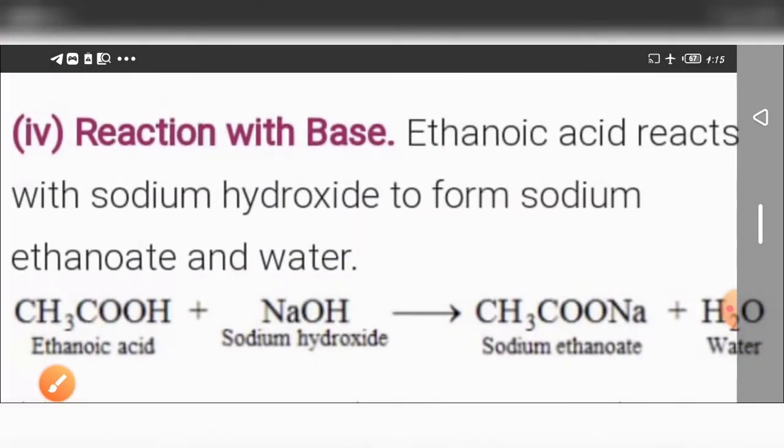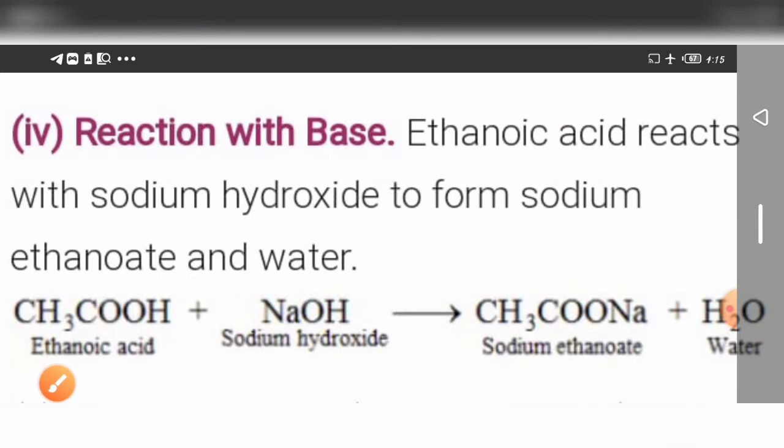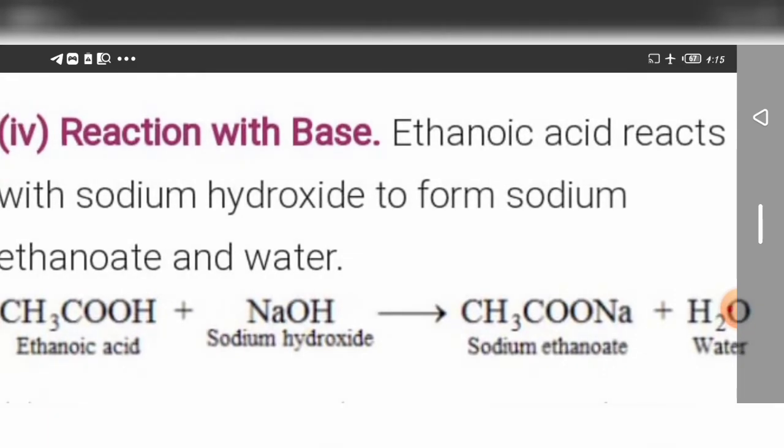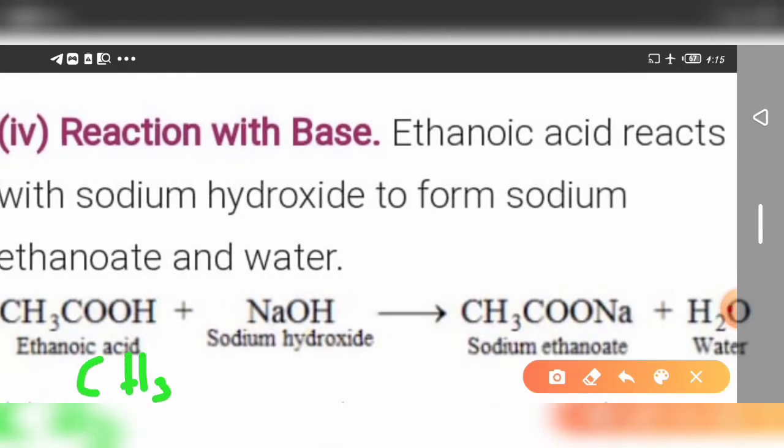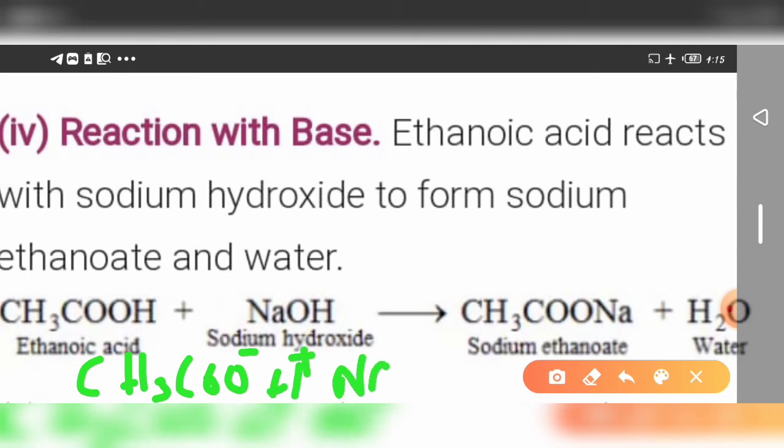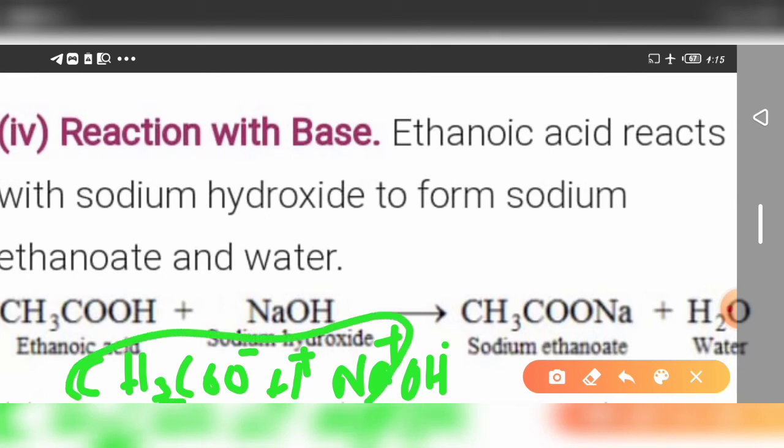Okay. Next, reaction with base. Ethanoic acid reacts with sodium hydroxide to form sodium ethanoate and water. The same reaction: it will split into CH3COO minus and H plus, and this one Na plus and OH minus. These two combine together, and hydrogen and OH combine. So CH3COONa plus H2O, sodium ethanoate plus water.